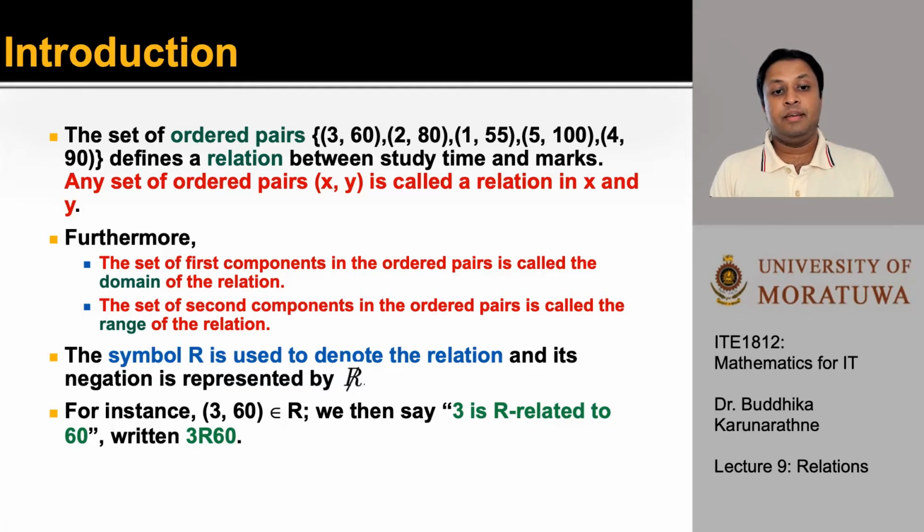For instance, for the ordered pair (3, 60), which belongs to the real number set, this is how we put it. This is the terminology: 3 is R-related to 60, and it is written as 3R60. You might see these kinds of notations when you deal with relations.